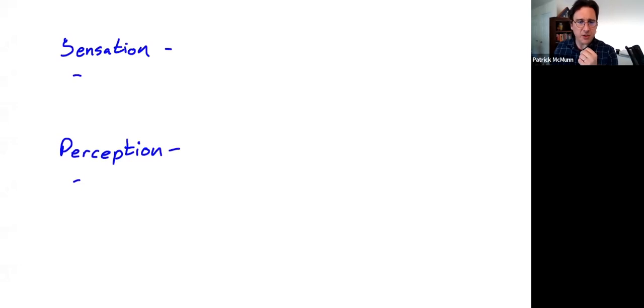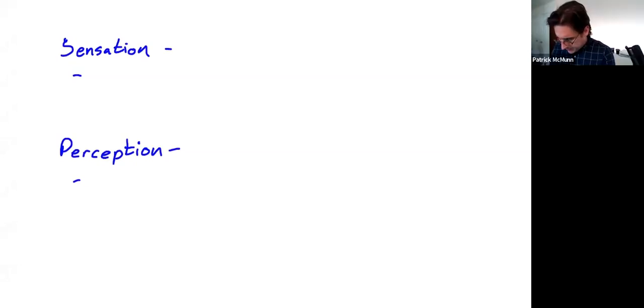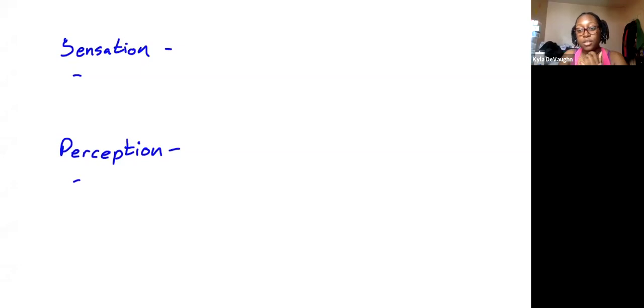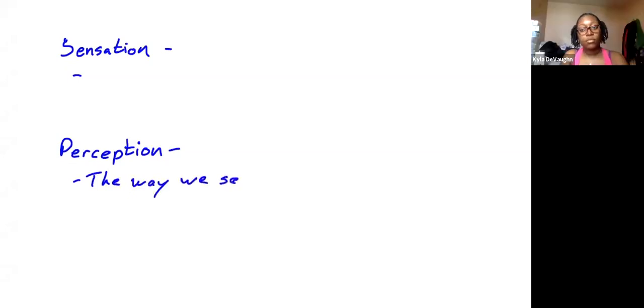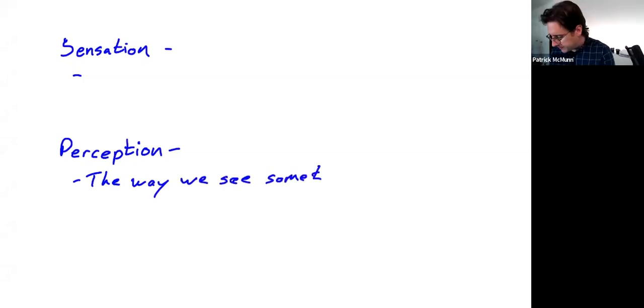Okay, sensation and perception. So you said perception is the way that you look at it? Which one? I'm sorry, can you say that one more time? It's like the way you see something. Perception, the way you see something. Okay, the way we see something. Okay. So what is sensation?